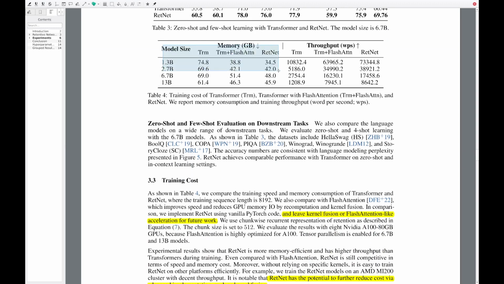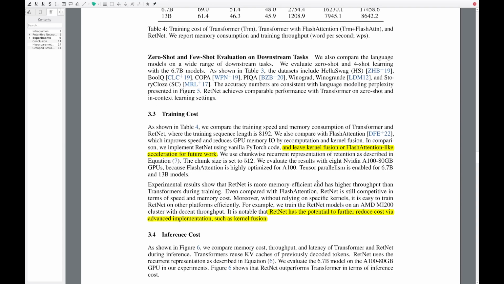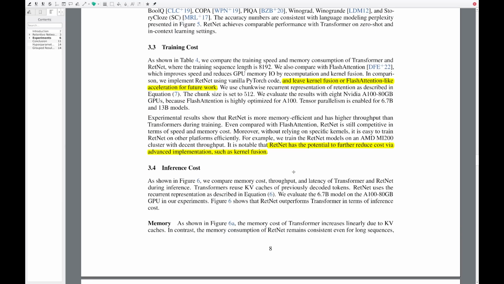And they also compare how much memory it uses. Here it appears to use less, not that much less compared to a flash attention, it seems like. I wonder why that would be the case. Maybe it's that the model parameters take up most of the memory anyways. But they have an interesting note here that when they compared to flash attention, they didn't have their own equivalent of flash attention. And they say that that would further reduce cost if someone made that. It has the potential to further reduce cost. And they say that someone else might come along with that.